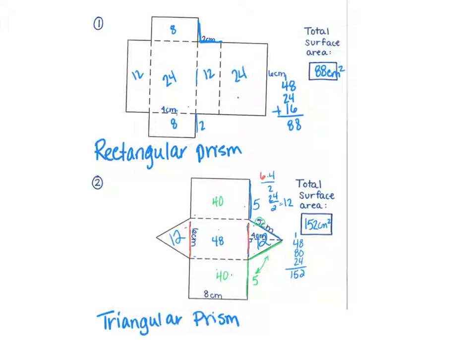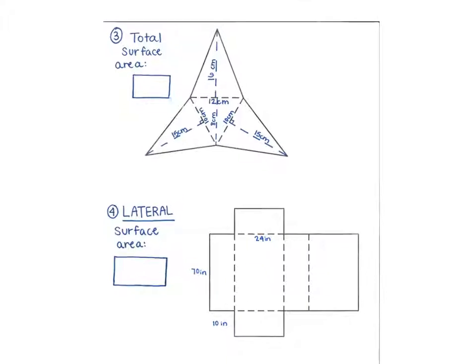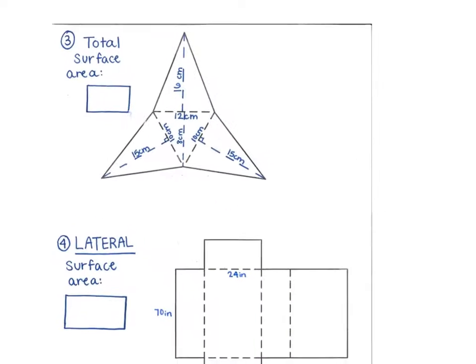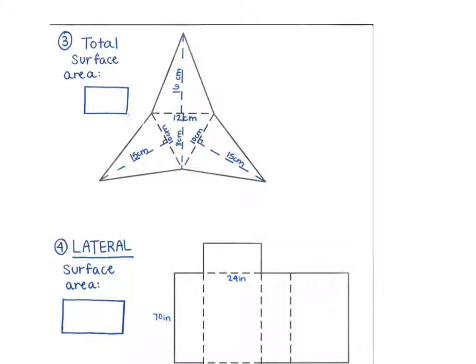Okay. Now, this is a different little figure. This is a triangular pyramid, and we're going to just do the total surface area again. So it's a triangular pyramid.